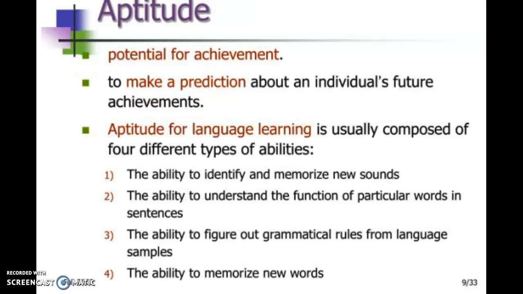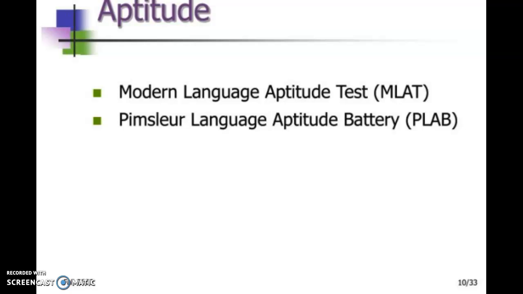Then aptitude. So what is aptitude? It's a way to make a prediction about an individual's future achievements. Aptitude for language learning is usually composed of four different types of ability. It's the ability of memorizing new sounds, the ability of understanding the function of the language, understanding the grammar rules, and memorizing new words. So the first part was memorizing new sounds, but the last one describes memorizing new words.